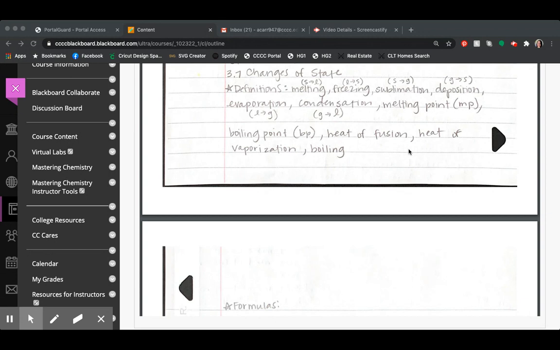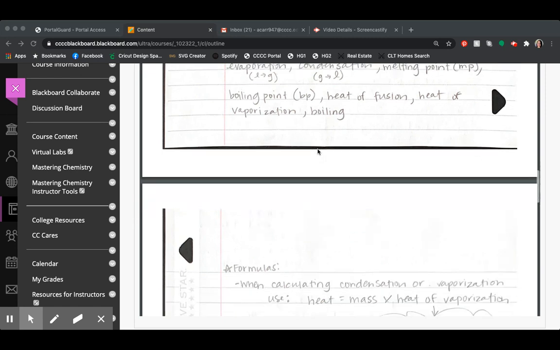Those are two other terms that you're going to see a lot in this section. Those are abbreviated MP and BP. Heat of fusion, heat of vaporization, and boiling. One thing I want to point out is that evaporation and boiling are often used interchangeably. Evaporation is the actual water molecules turning from liquid to gas, and boiling is the bubbling of the water. I just wanted to make that clear.